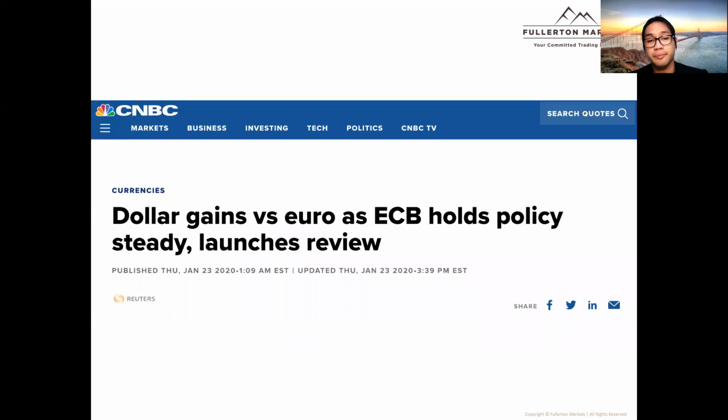Let's move on. Here's an example. Dollar gains versus euro as ECB holds policy steady, launches review. Because they held the policy steady, they did not do anything. They did not cut rates or whatever. The dollar gained against the euro simply based on the monetary policy released by the ECB. Based on what they decided to do, the dollar strengthened against them.